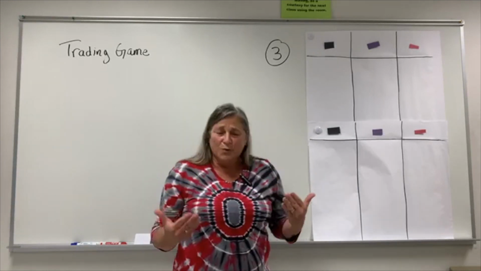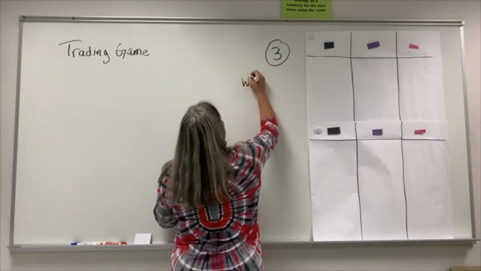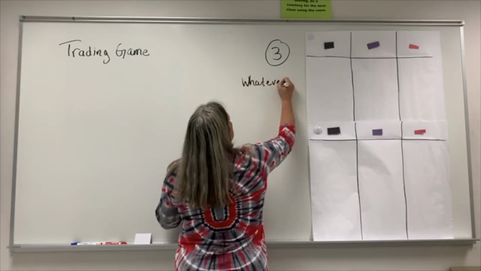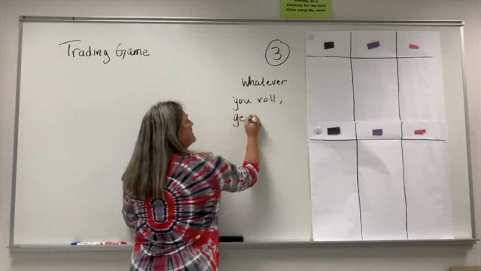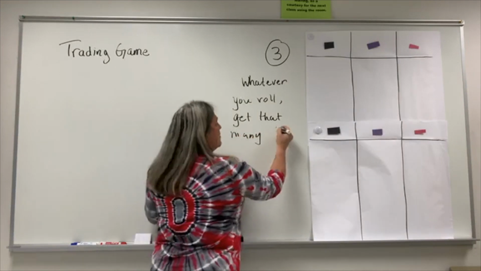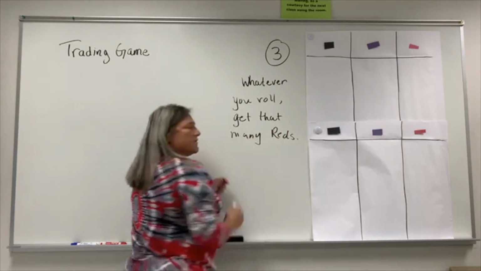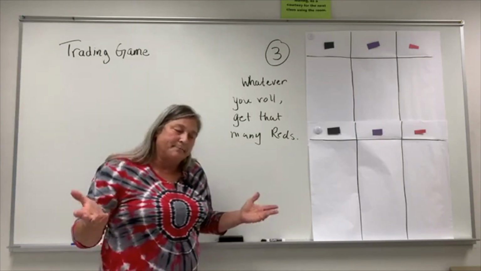So the rule of the game is whatever you roll, you get that many reds. So we're going to work from the reds. I rolled a 0, so I get 0 reds. Bummer for me.